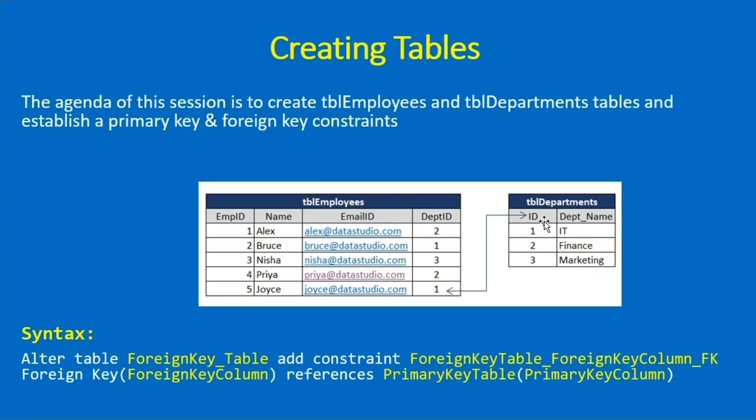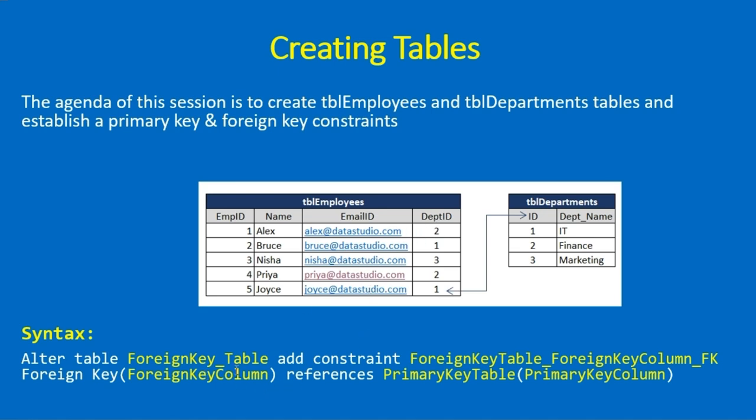So if you look at the bottom, I have added alter table statement to add foreign key in a table. Here it goes. So first we give alter table and then foreign key table name. In this case, I want to add foreign key constraint to department ID in TBL employees table. So here, the foreign key table will be TBL employees and the constraint name would be table name, that is TBL employees, foreign key column, that is department ID, and FK. And then we write foreign key. We give the column where we want to add the constraint, that is department ID.